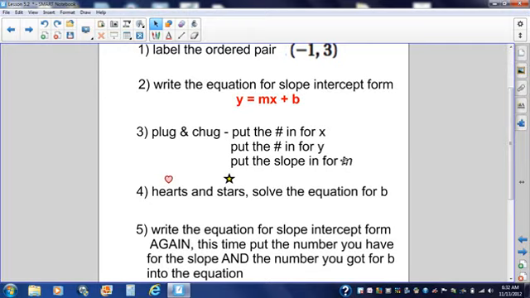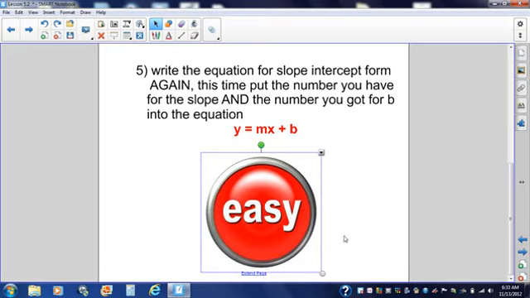Step 5, write the equation for slope-intercept form again. This time, put the number you have for the slope and the number you got for b into the equation. And it's that easy. Later.